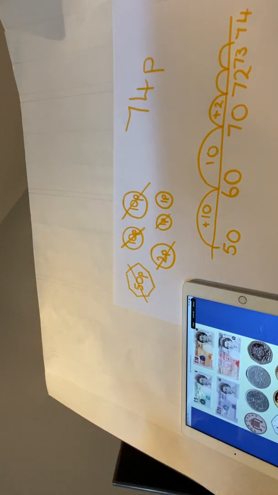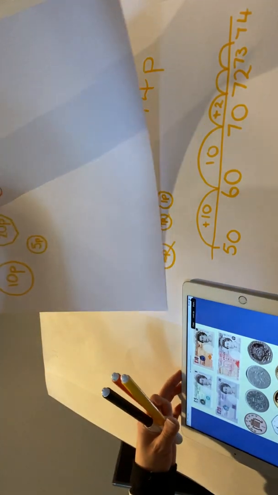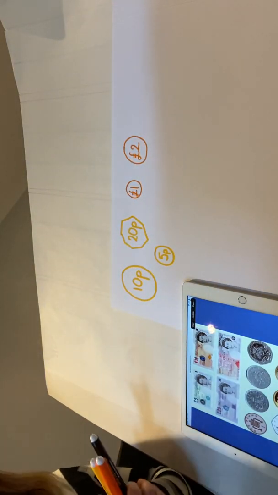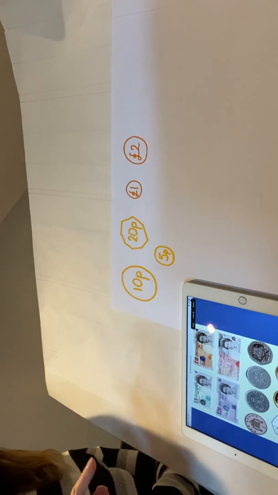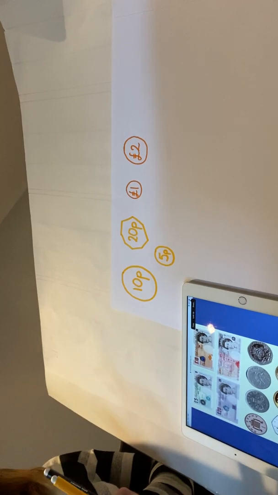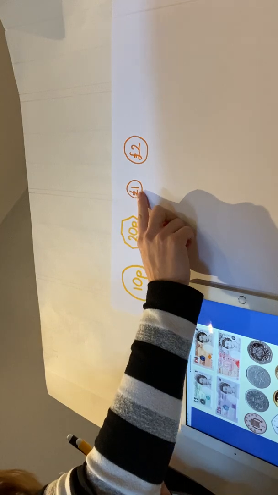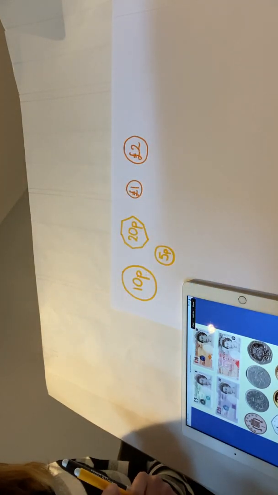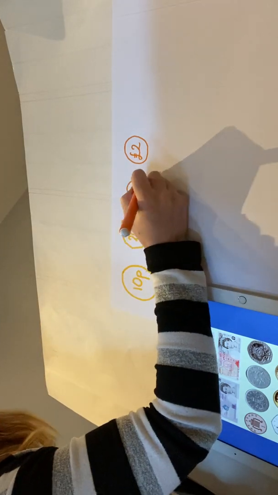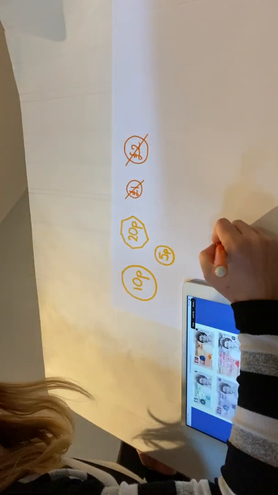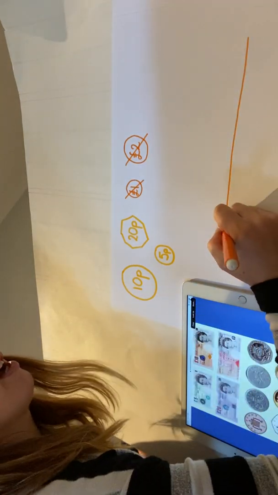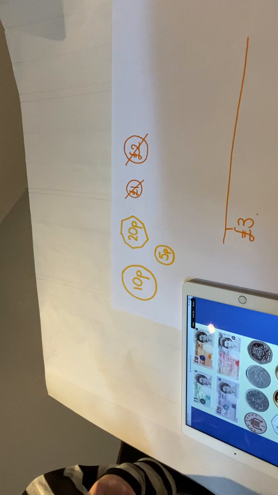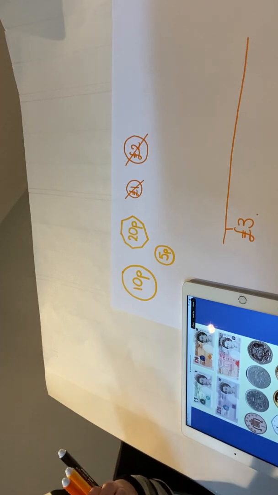Okay, here's the next one. So this time I have got some pounds and some pence. And again, I always start with the biggest. So I'm going to work out my pounds. Now I've got a £1 coin and a £2 coin. Now I know that that makes £3 all together. So I'm going to cross them out to make sure I remember that I've counted them. I've got my number line and I've got my £3. Then I'm going to add my pence to that.